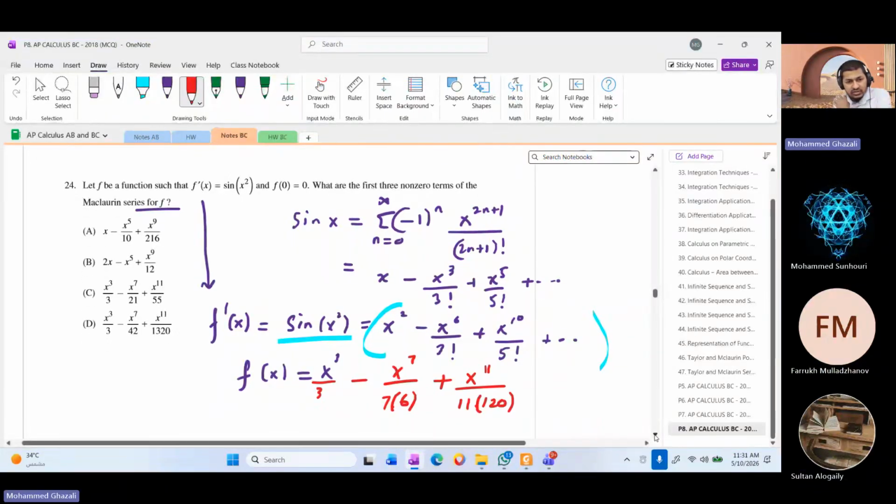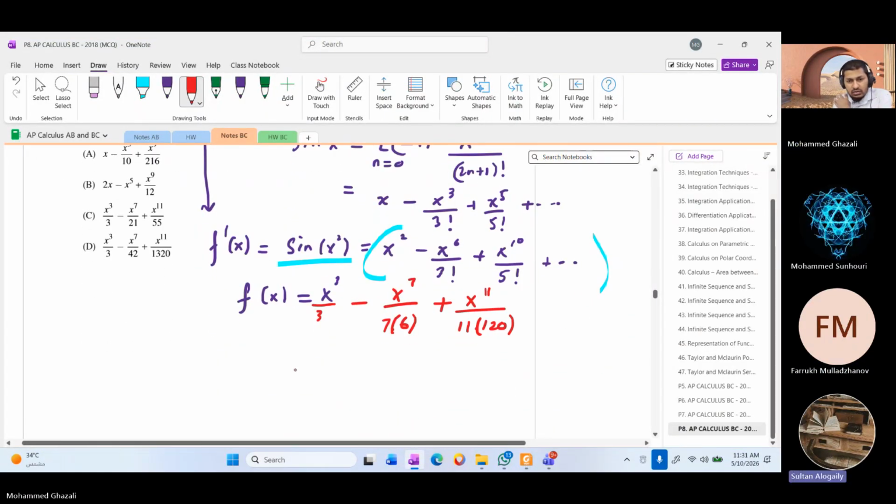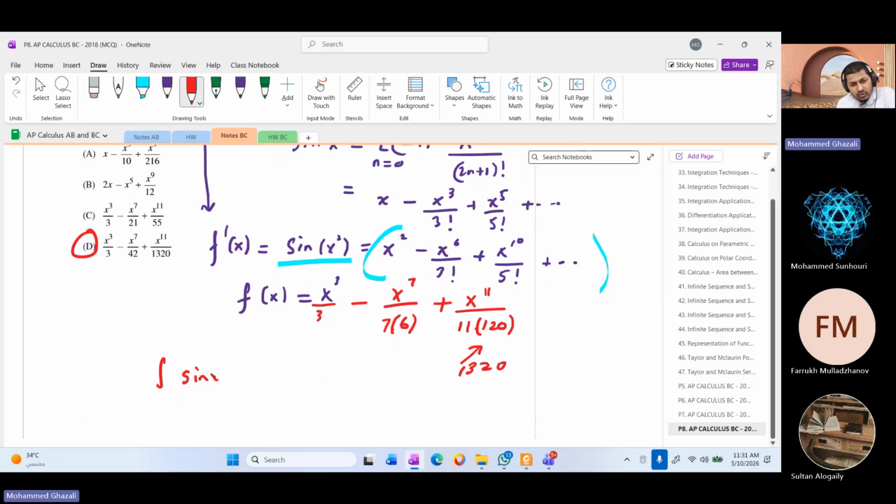So what's the answer here now? D, yeah. Large numbers, 11, 1320. How can I not integrate sine x squared? You can't. You don't have the sine of x squared.